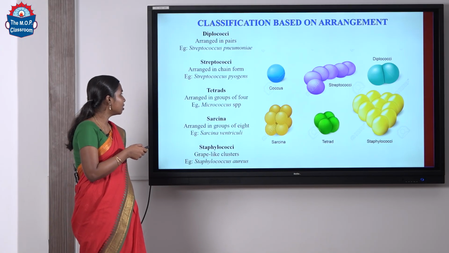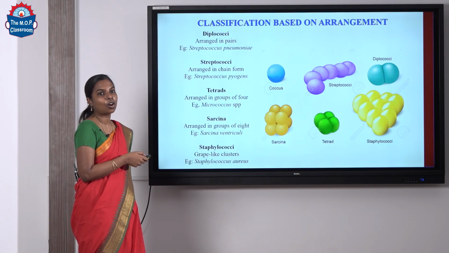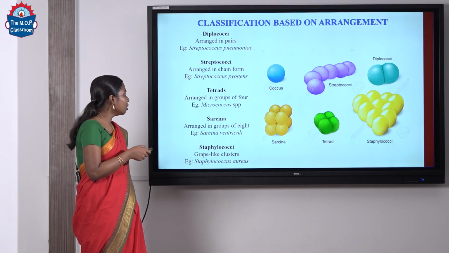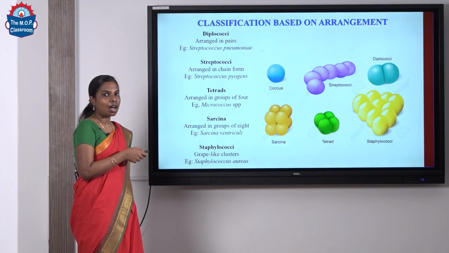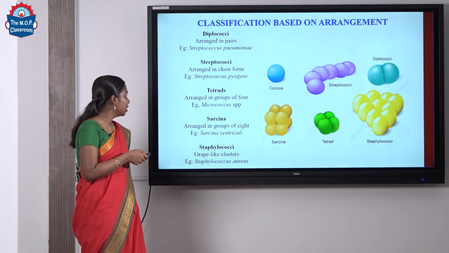Example is Streptococcus pneumoniae, which is responsible for causing pneumonia and meningitis in human beings. Then there is something called tetrads. Tetrads means they appear in groups of 4. Sarcina appears in groups of 8.